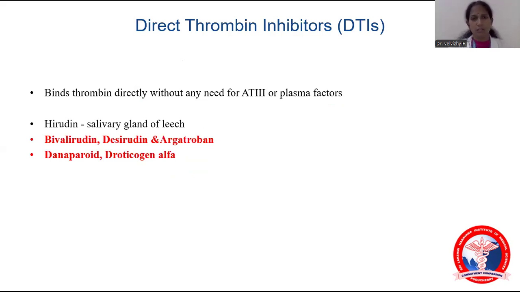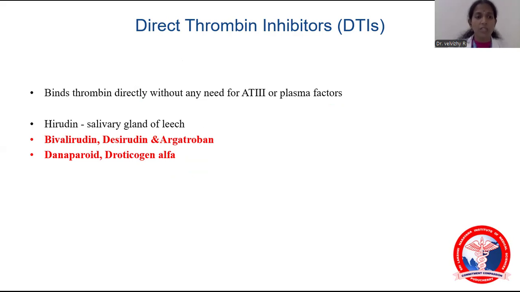Then we have the direct thrombin inhibitors. What these direct thrombin inhibitors do is bind with thrombin directly, without any requirement of antithrombin 3, whereas heparin and low molecular weight heparin bind with antithrombin 3 and only then go and inhibit the clotting factors. Here, these are direct thrombin inhibitors, so they directly inhibit the thrombin. They do not require antithrombin 3 for their action.